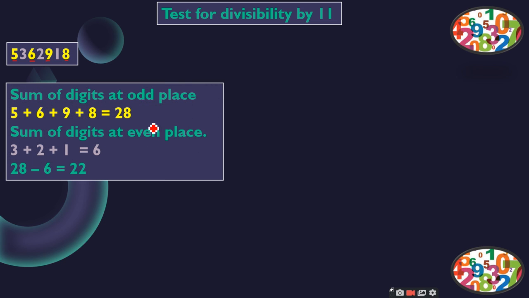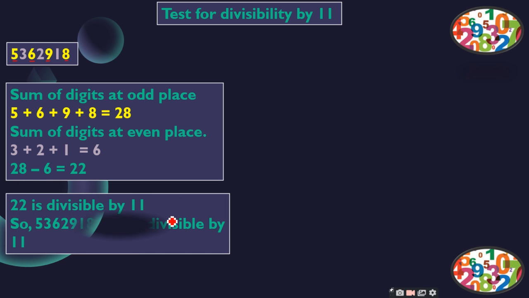The sum of the odd digit places is 5 plus 6, 11, 11 plus 9, 20, 20 plus 8, 28. Now the sum of the digits at even places is 3 plus 2, 5, 5 plus 1, 6. Let's subtract the sum of the odd digit places and the even digit places. 28 minus 6 is equal to 22. And 22 is divisible by 11. So the number is also divisible by 11.